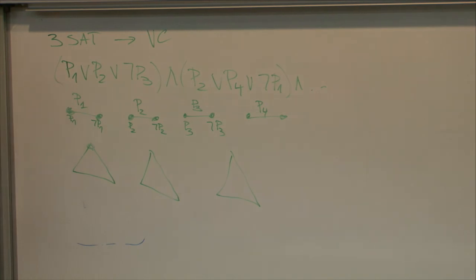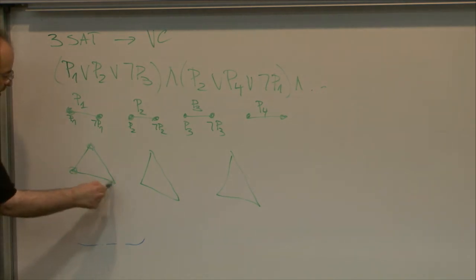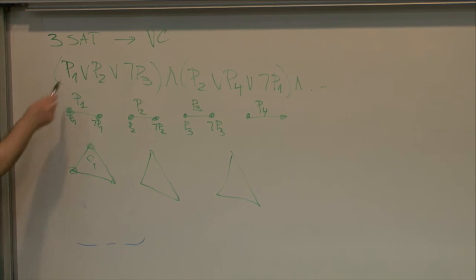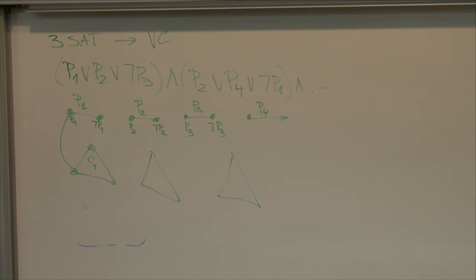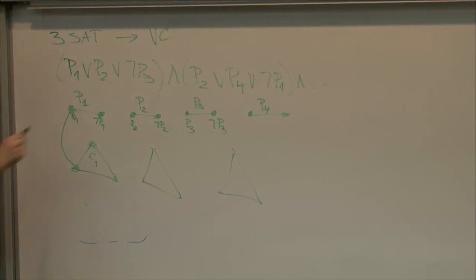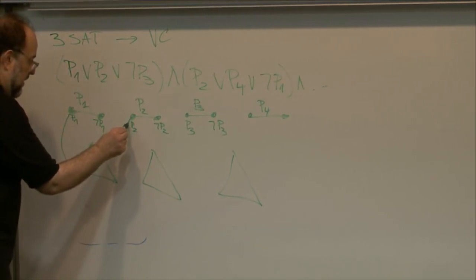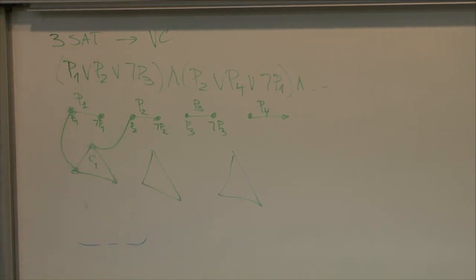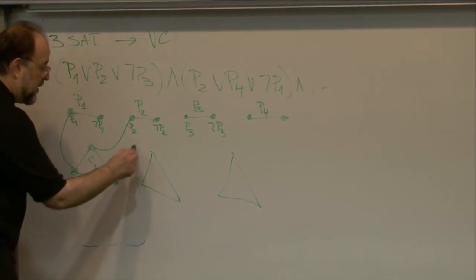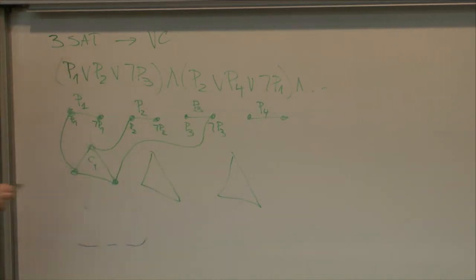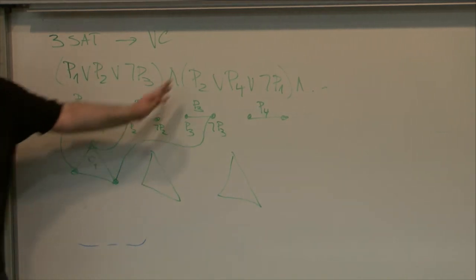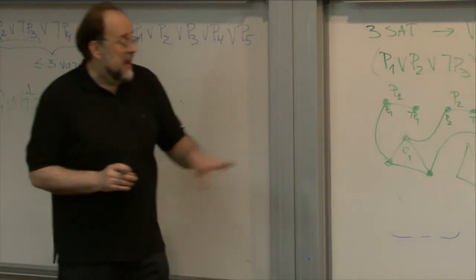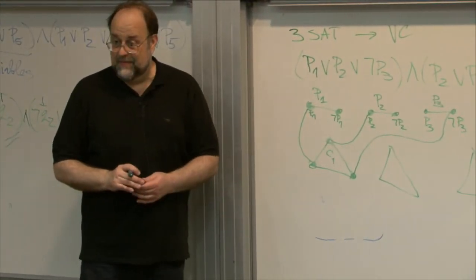So how do I map this? Now I take this triangle that corresponds to the first clause. It's P1, so I connect P1 with one of the vertices. Okay, then I have P2. I connect P2 with another vertex. And that it has not P3, I connect the third one with not P3. And I do the same for all other vertices. And this will be my graph.